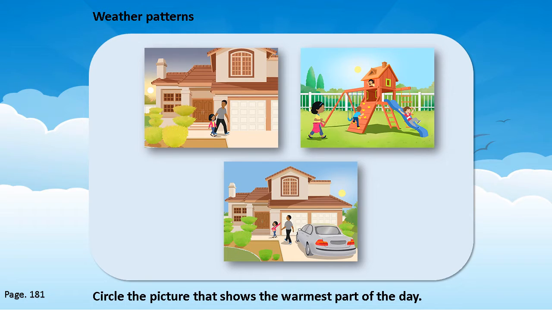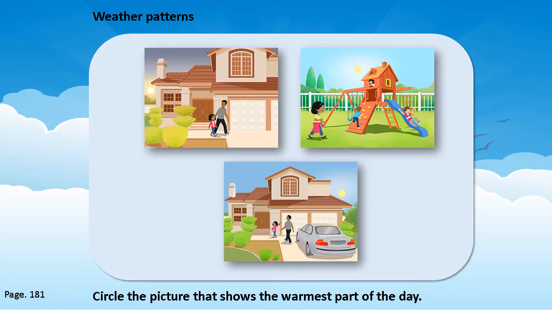In this exercise, we are asked to circle the picture that shows the warmest part of the day. And before we solve this exercise, I want to ask you, what do you observe about the clothing of the girl in these three pictures? Very good. We can notice that she's wearing a jacket in the morning and in the evening. While in the afternoon, because it is warmer, she tied the jacket around her waist.